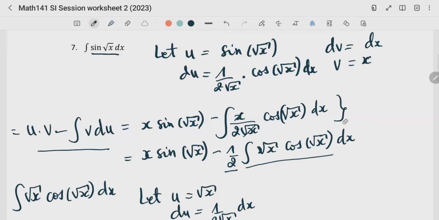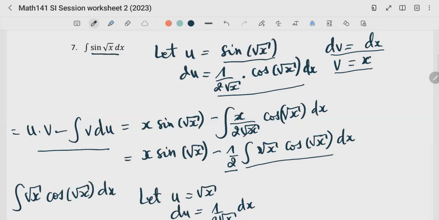Let me do that. So we have the first part here. So I'll use integration by parts. Substitution tells us that we're choosing u to be sine root x and dv to be dx. So that means v is x and du is just the derivative of sine root x, which is, using chain rule, the derivative of the outside function, right?